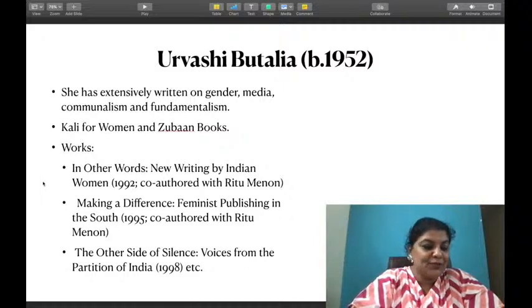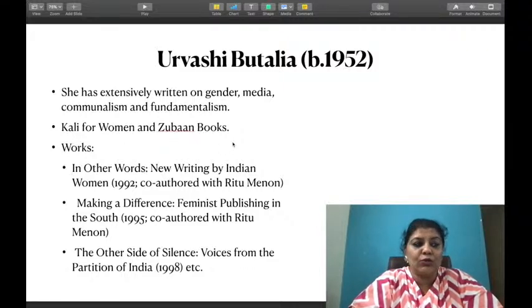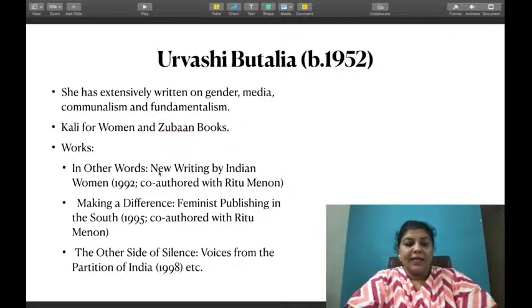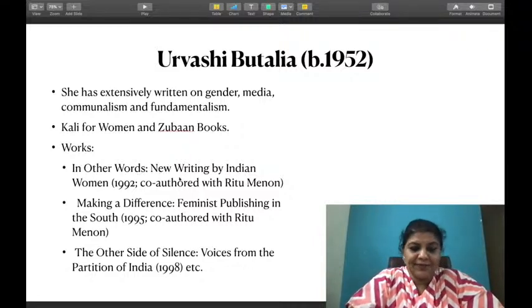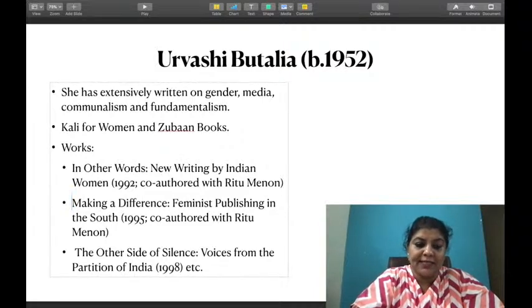Kali for Women and Zubaan are both publishing houses for women. They publish many important works, in other words, new writing by Indian women. Ritu Menon is also a very important Indian feminist. We should know her, making a difference, feminist publishing in the South.